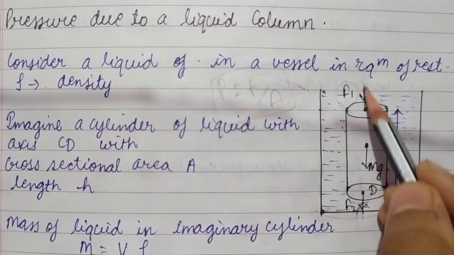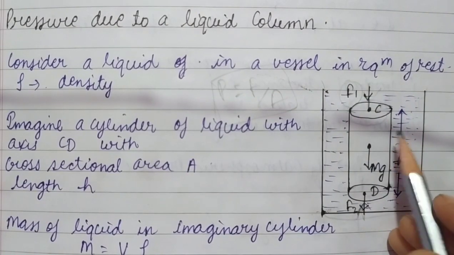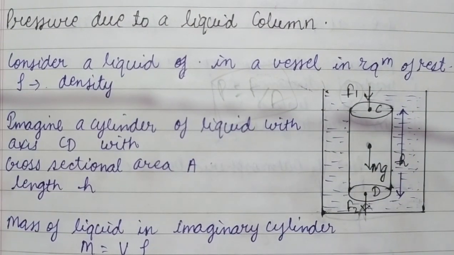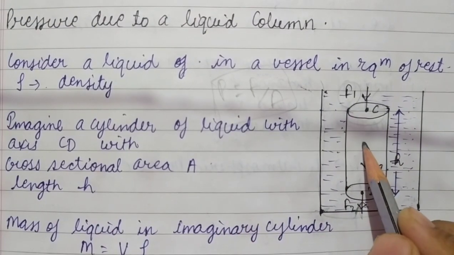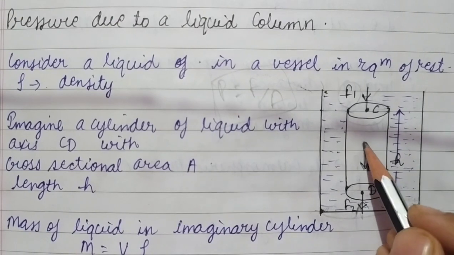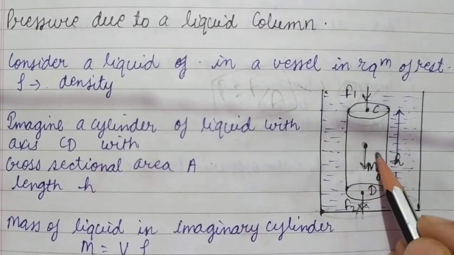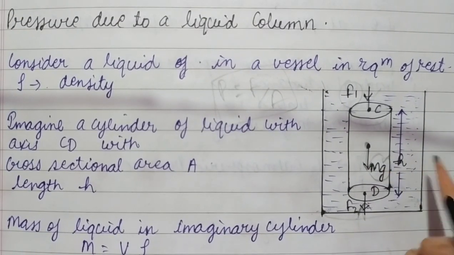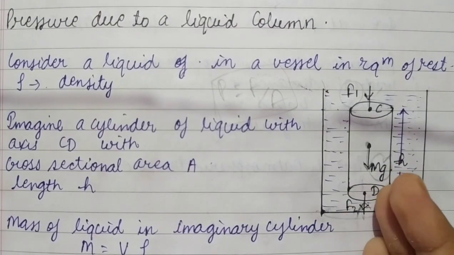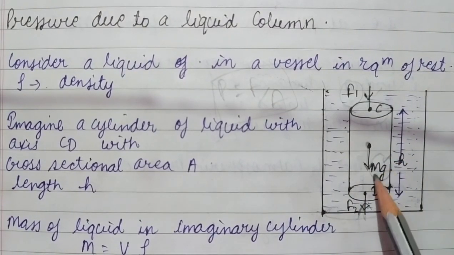So one force is acting in the downward direction on the cylinder. And the weight of the cylinder is also acting. So there will be some force due to the weight, the mass of the cylinder, which will be m into g. And what is g here? g is the acceleration due to gravity. Due to gravity there will be some force on this object, and that force is this.